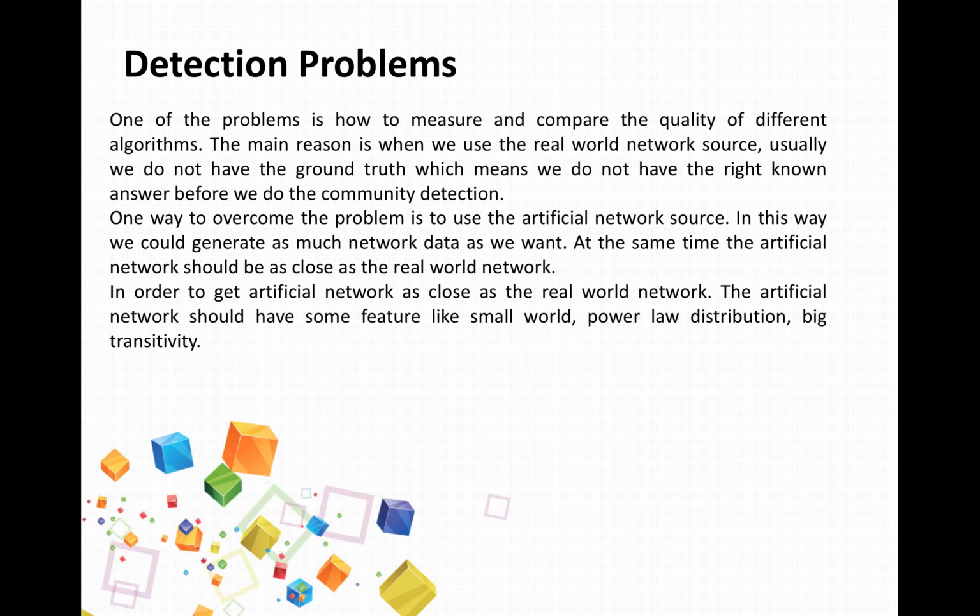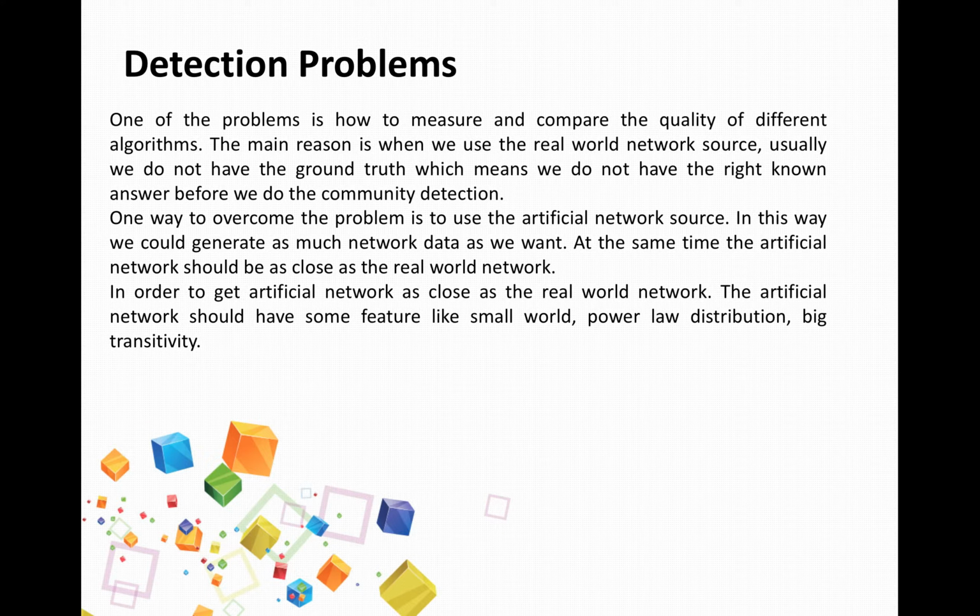Detection problems. One of the problems is how to measure and compare the quality of different algorithms. The main reason is that when we use real-world network sources, usually we do not have ground truth, which means we do not know the right answer before we do the community detection. One way to overcome the problem is to use artificial network sources. In this way, we could generate as much network data as we want.